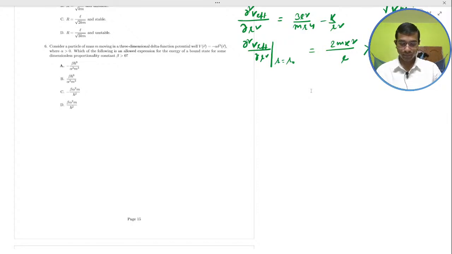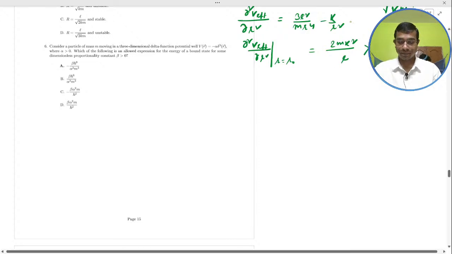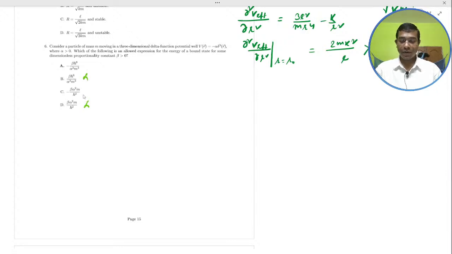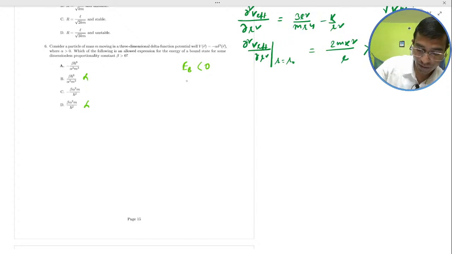Here, dimensionless means, since the bound state energies are always negative, so B and D are not correct. Simple: B and D are out because the energy of a bound state is always negative, less than 0. Now we have to check options A and C.